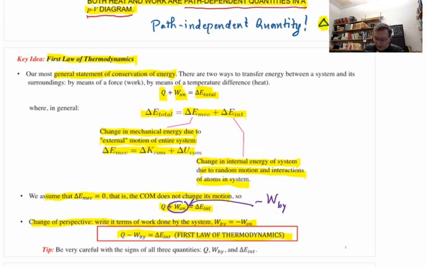And it's an energy balance, so we have to be very careful with the signs of all three quantities, Q, W by, and delta E internal. And there's a rule for each. Q is positive if the heat transfer direction is into the system. Q is negative if the transfer is out of the system. The work done by the system, the gas, W by, is positive if the gas expands, negative if the gas contracts. Delta E internal will be positive if the final E internal is larger than the initial E internal, and negative if it's the other way around.